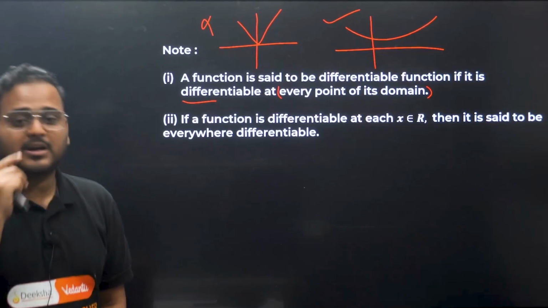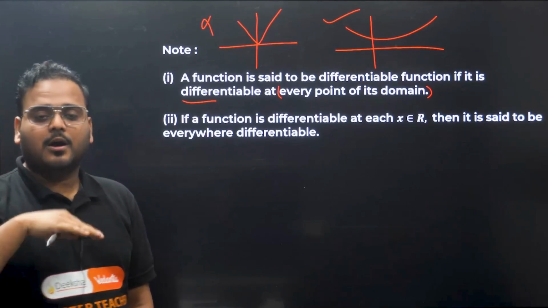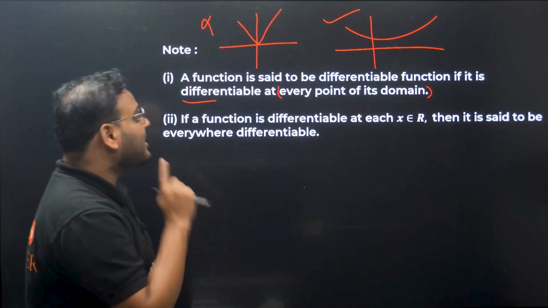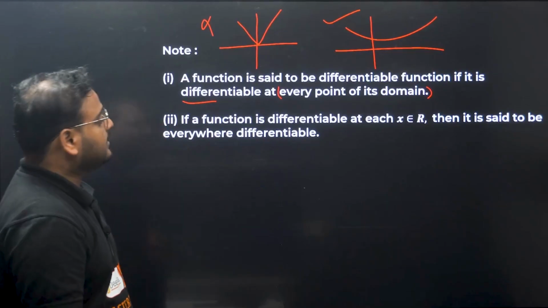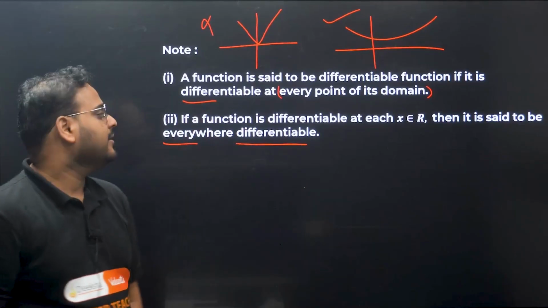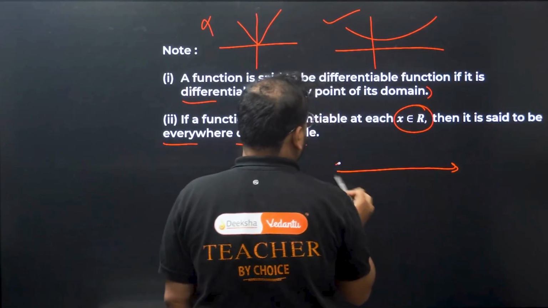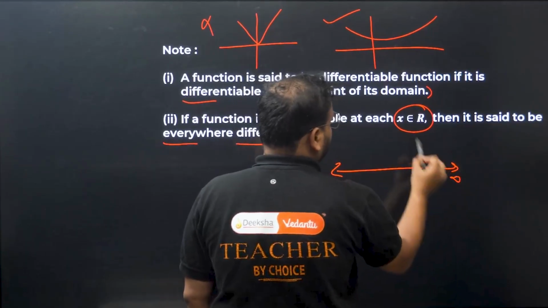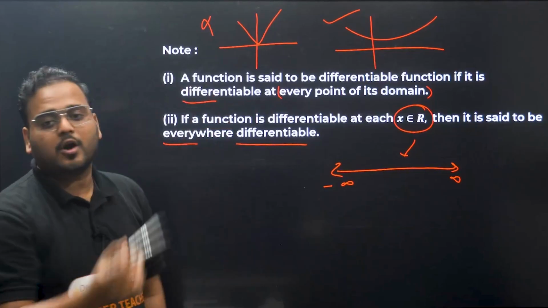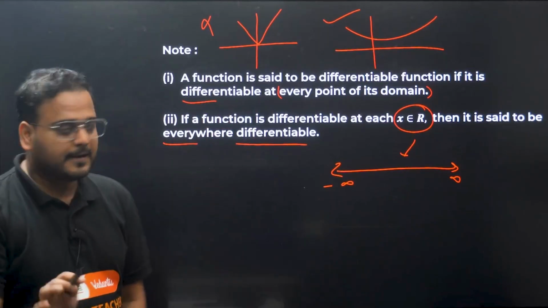I know it was longer, but it is highly important to get the mood right and make the starting right for the session. If a function is differentiable at each x belonging to R, then it is said to be differentiable everywhere. What does it basically mean? The entire number line. So if it is differentiable everywhere on the entire number line, basically all real numbers, then it is called differentiable everywhere. Clear?